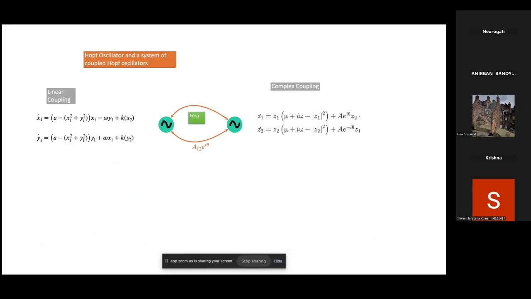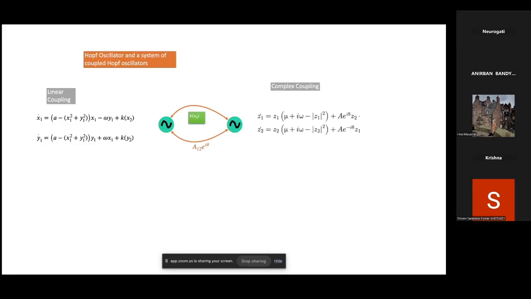So if you write the Hopf oscillator in XY form and couple these two Hopf oscillators with some kind of real-valued number, let's say k, then we call it a linear coupling. And if we couple them by some kind of complex value, then we call it a complex coupling, like e to the power i theta.